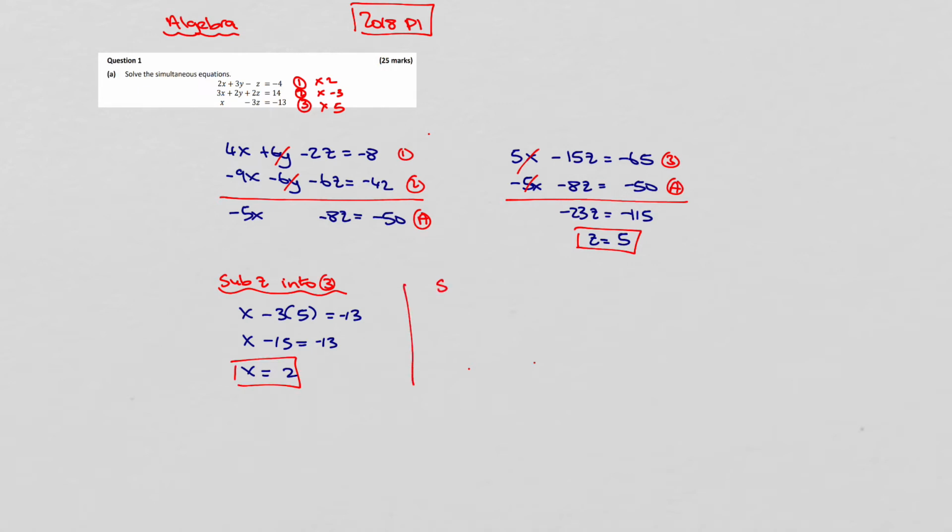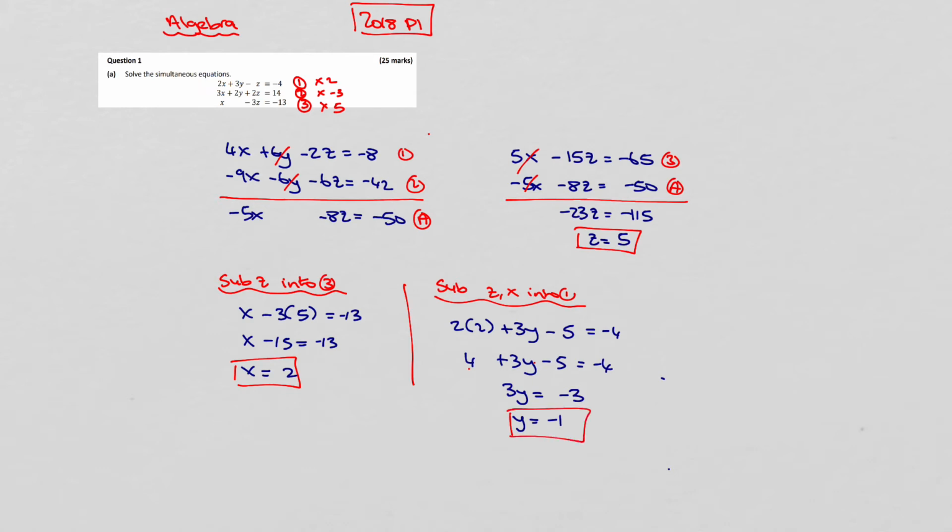So we just need to take those two variables now. We're going to sub z and x into 1. So subbing into 1, we have 2 times x, so 2 times 2, plus 3y minus z, so minus 5, equals minus 4. So I have 4 plus 3y minus 5 equals minus 4. And if I bring everything to the right-hand side except for 3y, then that leaves me with minus 3. And dividing both sides across by 3 gives me minus 3 divided by 3, which is minus 1.